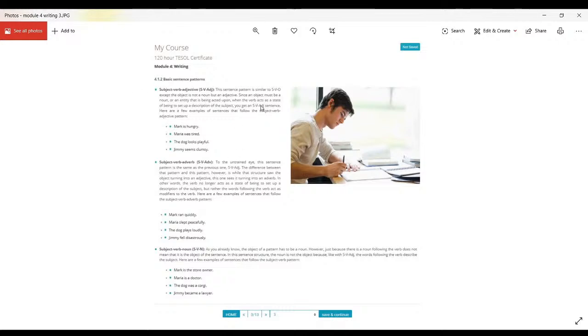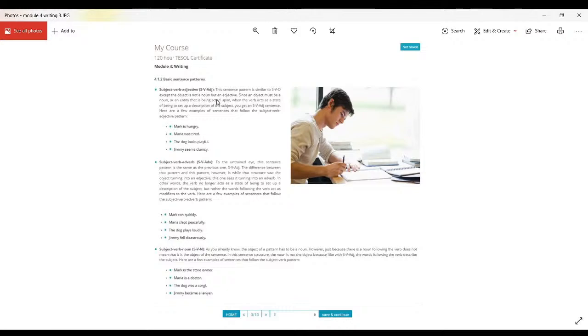Okay, so this sentence pattern is similar to subject, verb, object, except the object is not a noun but an adjective. Okay, so you can read the further explanations later on or even now. All right. Okay, here are the examples. Mark is hungry. Maria was tired. The dog looks playful. And Jimmy seems dumpsy. All right, we all know what an adjective means, right?